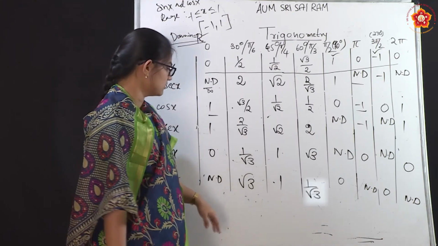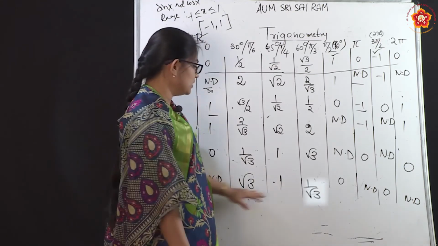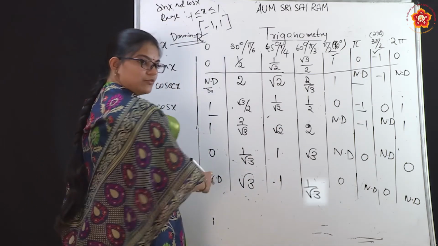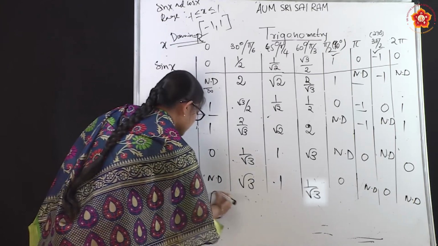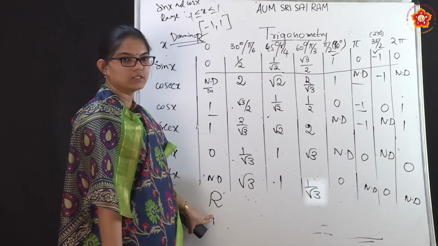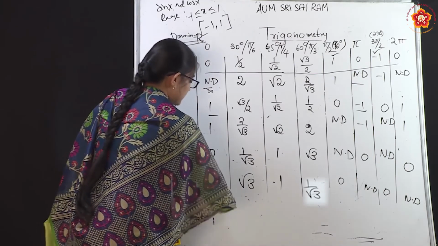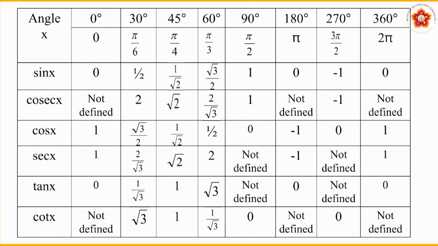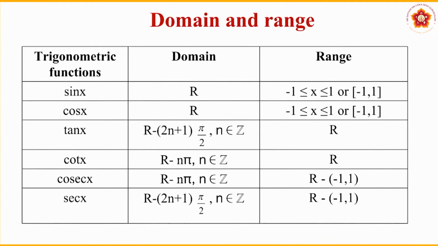Similarly for cot x, you can see the values of cot x will involve all the real numbers. So the range for tan and cot x will be the set of all real numbers. Now let us summarize the domain and the range. You can note down the values for all the trigonometric functions for all the standard angles given. Quickly we will summarize the domain and range for all the trigonometric functions.